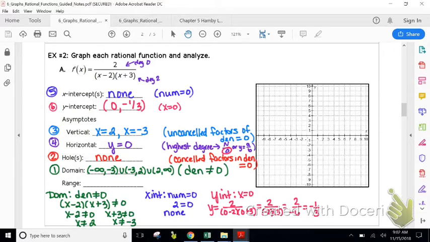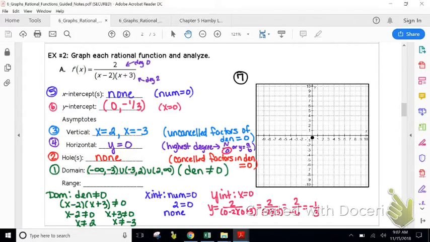Alright, so now we're going to go ahead and graph what we have. That's the next thing I do. I'm just going to go through and graph all the pieces. My x-intercept, I don't have any, so don't graph anything. My y-intercept is (0, -1/3). So on the y-axis, I'm going to go down to -1/3 and put a point there.